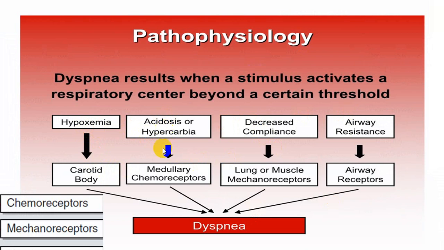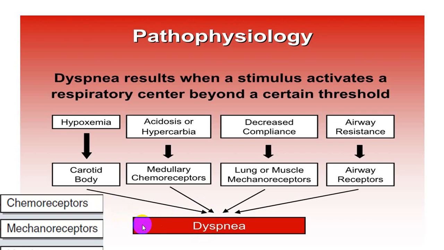pH and CO2 will stimulate the medullary chemoreceptors. Decreased compliance will stimulate the mechanoreceptors in the lung as well as the muscles, that is, the respiratory muscles. And airway resistance will stimulate the J receptors, which are present in the lung. All this will stimulate and give rise to what we call a discomfort, and that we call dyspnea.